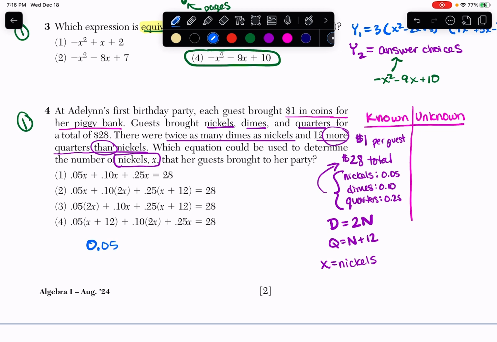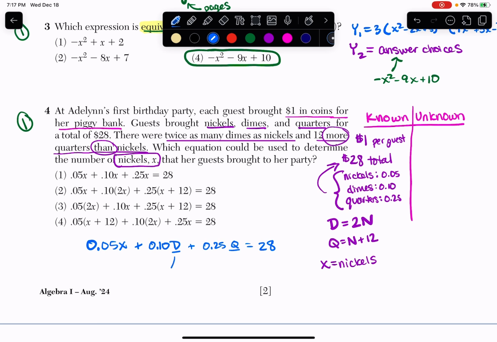I know that 0.5 of nickels, which was x, plus 10 cents for every dime, plus 25 cents for every quarter, equals $28. Right? So I know I have the basic structure, which kind of looks like number one. However, in number one, they're using x for everything. So what I need to figure out is, looking at my other answer choices, which one is defining dimes correctly and which one's defining quarters correctly.